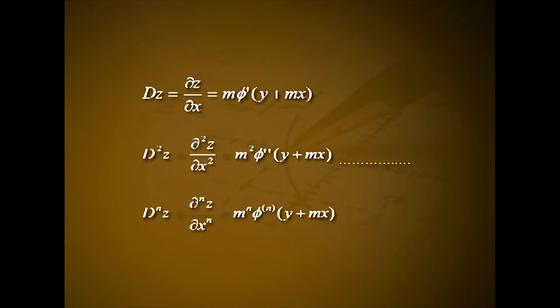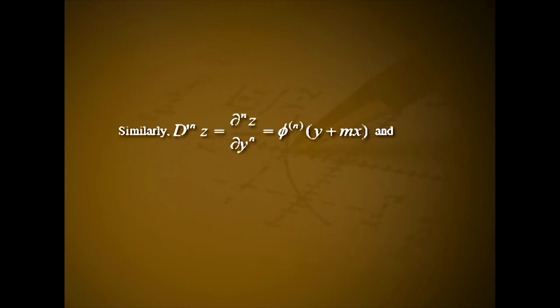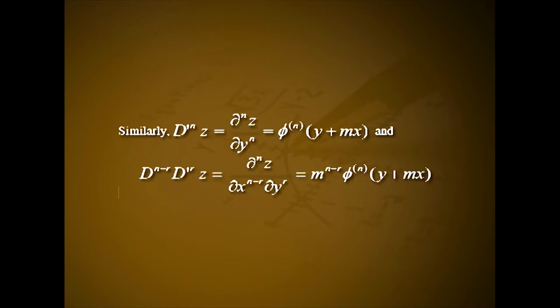D^n of z is equal to ∂^n z by ∂x^n, which is equal to m^n into φ^(n) of (y + mx). Similarly, D'^n of z is equal to ∂^n z by ∂y^n, which is equal to φ^(n) of (y + mx). And D^(n−r) D'^r of z is equal to ∂^n z by ∂x^(n−r) ∂y^r, which is equal to m^(n−r) into φ^(n) of (y + mx).